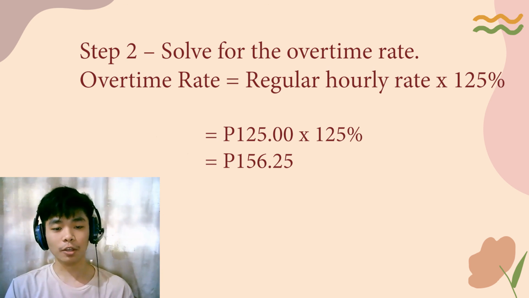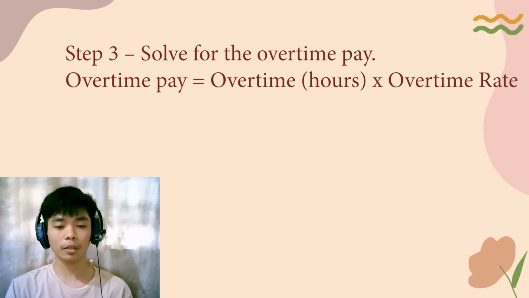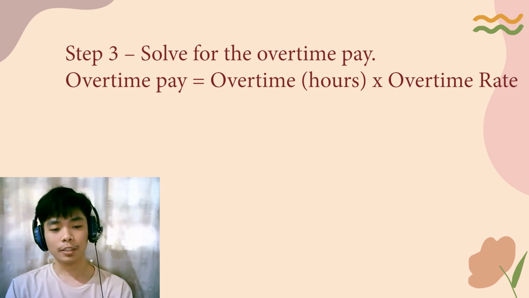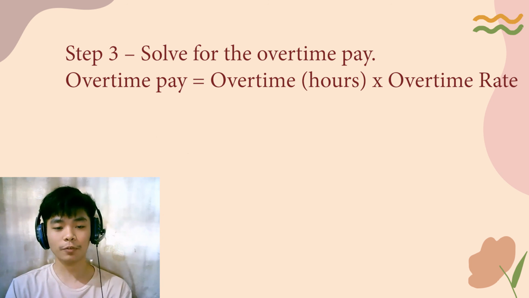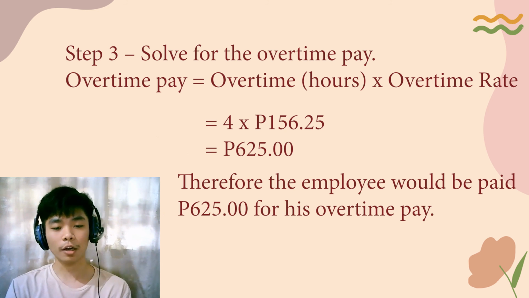Then the final step is to solve for the overtime pay, using overtime pay equals overtime hours multiplied by overtime rate. First, we substitute the values, which are 4 and 156.25. If you are wondering why 4, you just need to subtract 8 hours, the regular working hours, from 12 hours to get the overtime work hours. Then we multiply 4 and 156.25 pesos to get 625 pesos, which is our overtime pay. Therefore, the employee would be paid 625 pesos for his overtime pay.